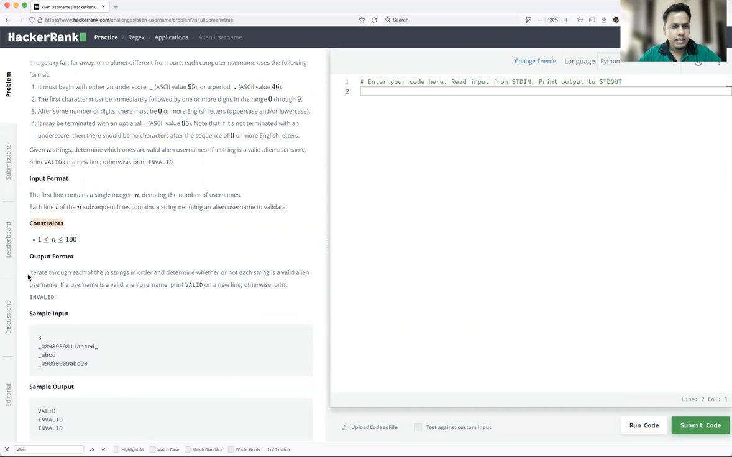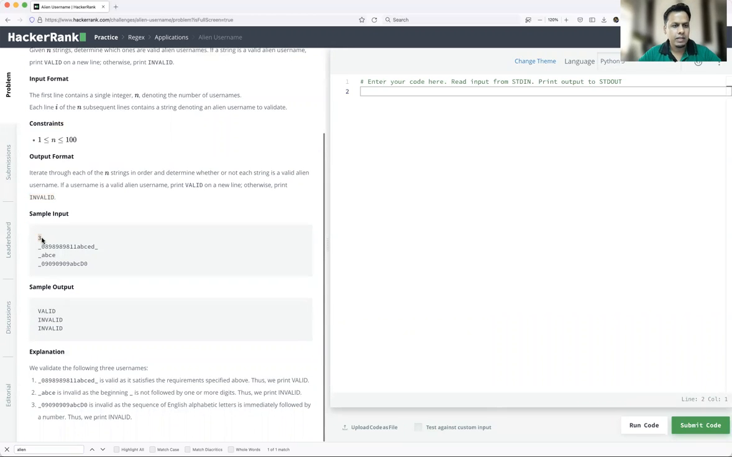What is the output format? Iterate through each of the n strings in order and determine whether or not each string is a valid alien username. If a username is valid, then print valid, otherwise print invalid. This is a sample input. They have given 3, which means 3 usernames will be provided. You need to iterate over each username and find out whether it is a valid alien username or not. This is a sample output. This is the way you should print the output, that is valid, invalid, invalid. They have given the explanation, so don't worry, I'm going to explain it here.